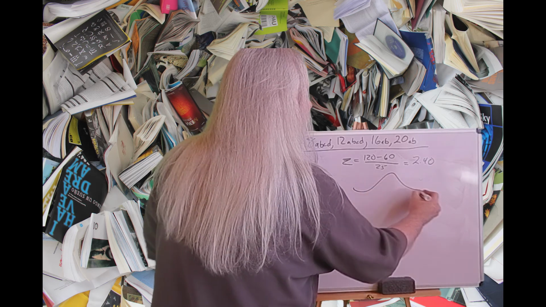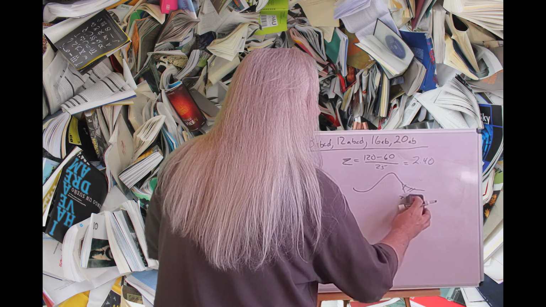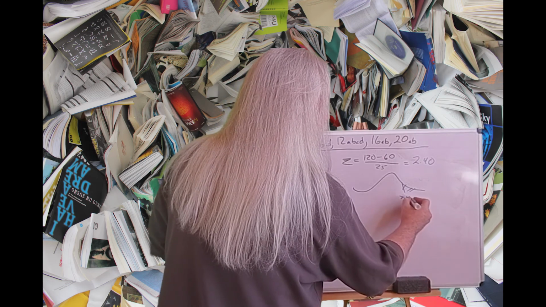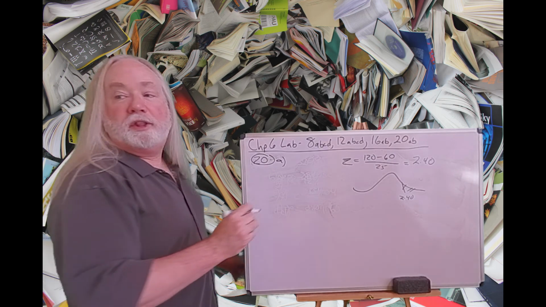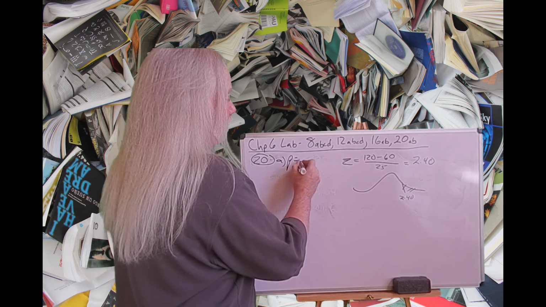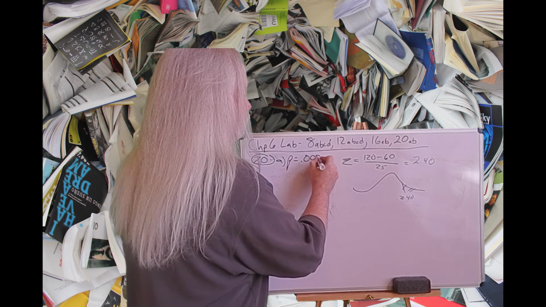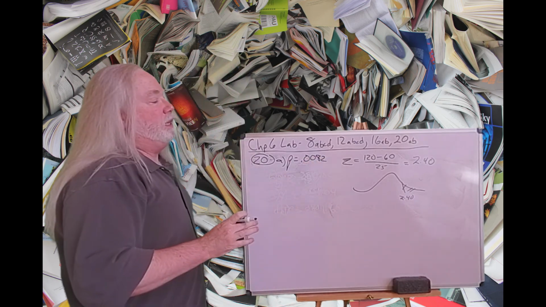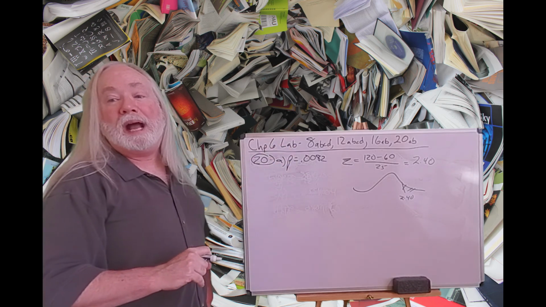So now, it's the same old question. How much of the curve is above a z of 2.40? So we find there that the proportion is 0.0082. So in other words, less than 1% of the kids from this group watch more than 2 hours.